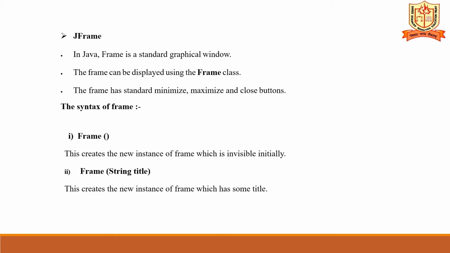JFrame. In Java, a frame is a standard graphical window. The frame can be displayed using the Frame class. The frame has standard minimize, maximize and close buttons. The syntax of the frame: the first constructor creates a new instance of the frame which is invisible initially. The second constructor creates a new instance of the frame which has some title.